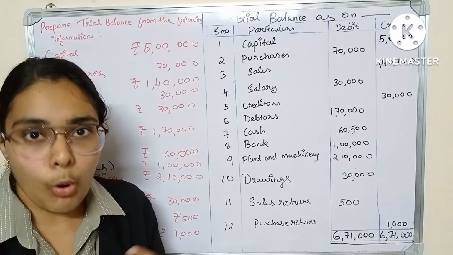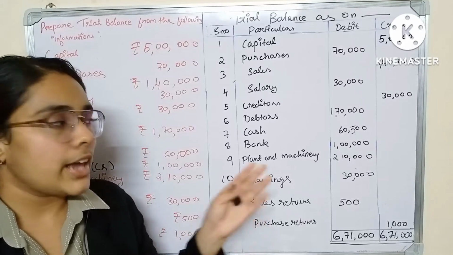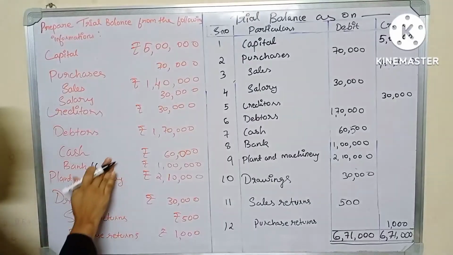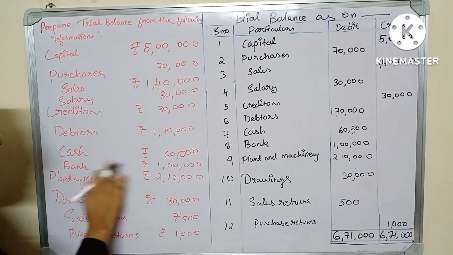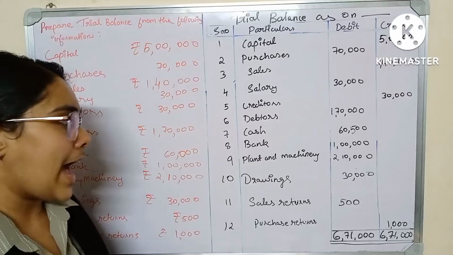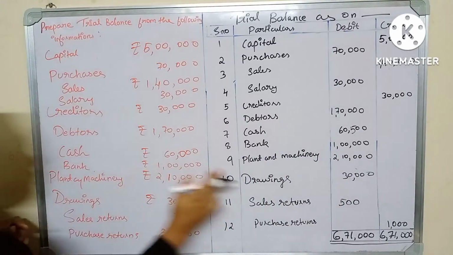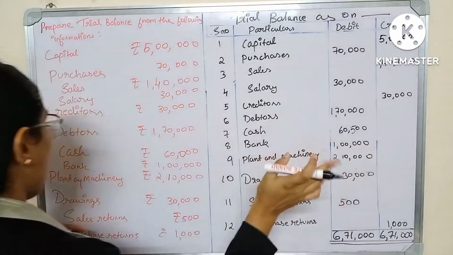You owe it, you own it, right? So that way we will show it on the debit side. Here I'm not giving it as overdraft. I'm considering it as an asset itself, so I'm writing it on the debit column. The amount was 1 lakh. I have written it there.